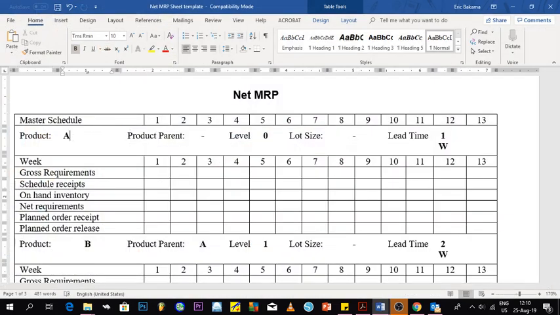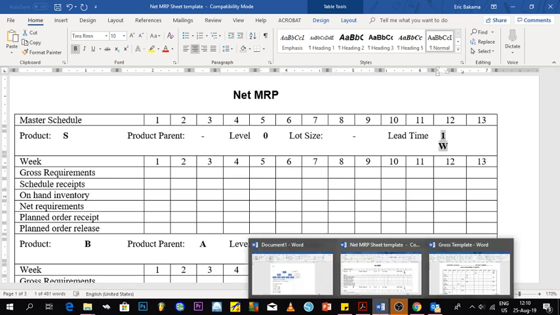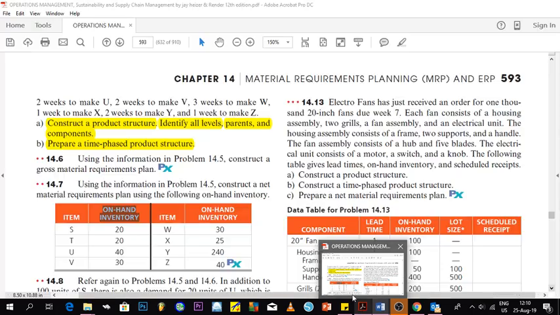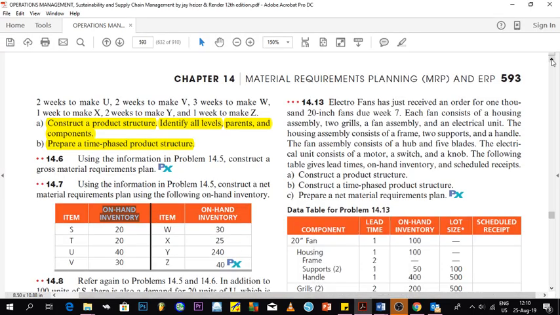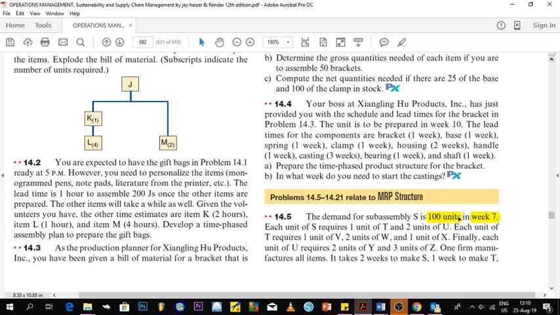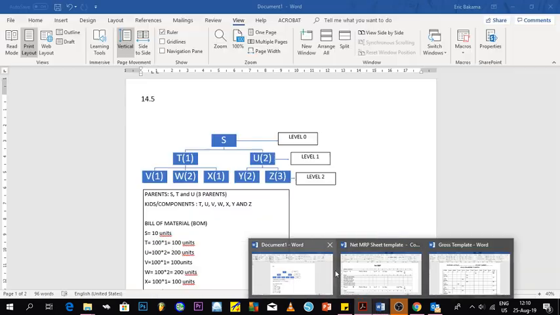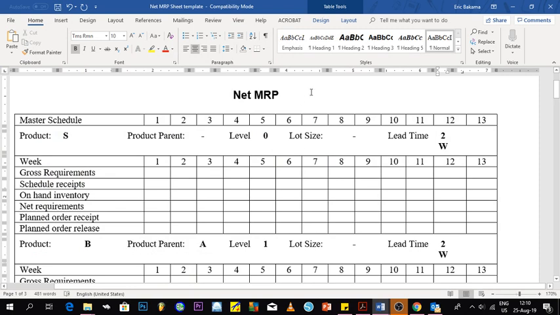The main product that we are working for is S here, and then for the parent, we will put a dash saying that there's no parent, it is on level 0, there's no lot size. The lead time, we go back to our information here, is 2 weeks. From here we will put the gross requirement. Remember that they are saying that we should use the information in 14.5. The important information is the number of units and when they should be released. In this case, it needs to be released first in week 7, which is 100 units in week 7.